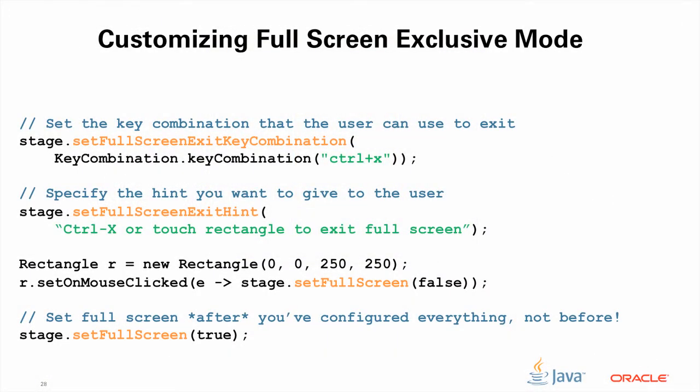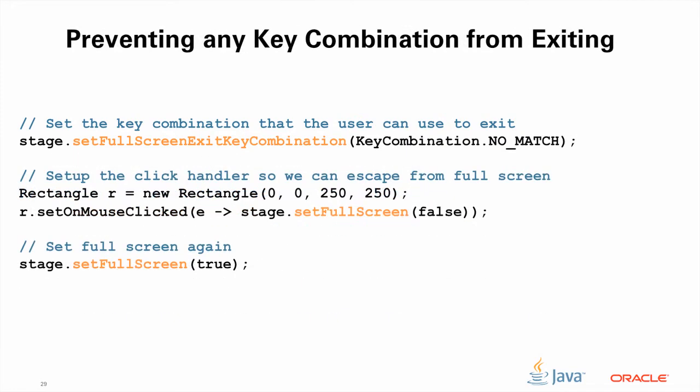Also, here's the code for that, and we can give them a full screen exit hint, so that's why the Control X or touch the screen message came up. And then here we're setting the full screen. And then here we can prevent any key combination from exiting by saying key combination no match on set full screen exit key combination. That way the user cannot leave full screen.